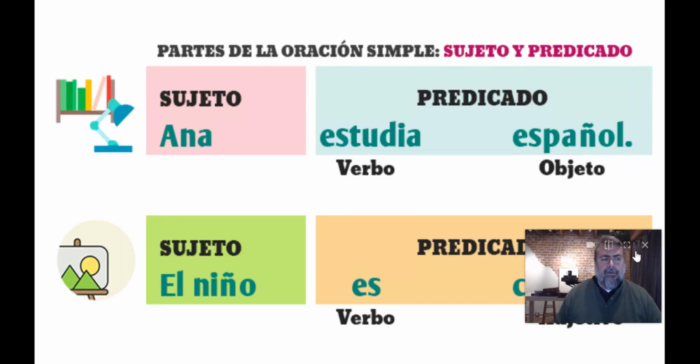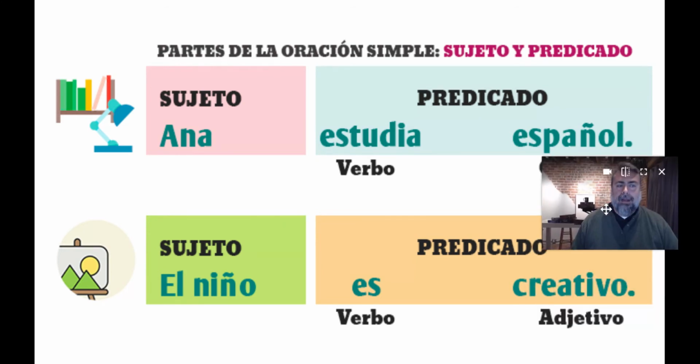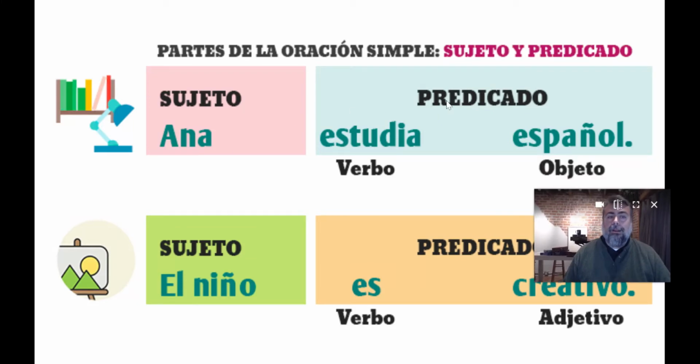Entonces, primero, para estudiar cómo construir frases, necesitamos tener un sujeto y un predicado, a subject and a predicate. Ana, aquí es el sujeto, y Ana estudia español. Entonces tenemos un verbo y un objeto: sujeto, verbo, objeto.